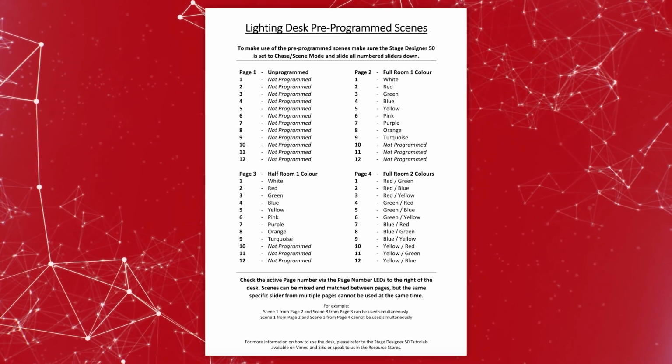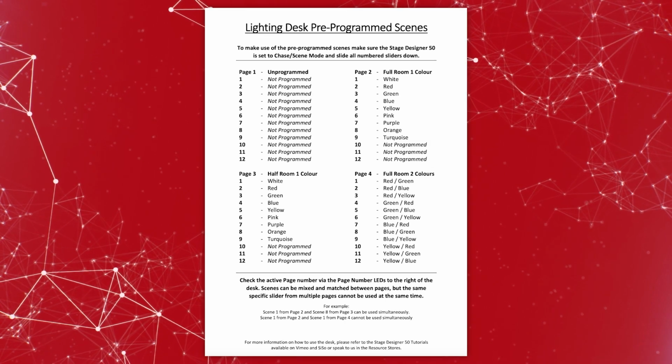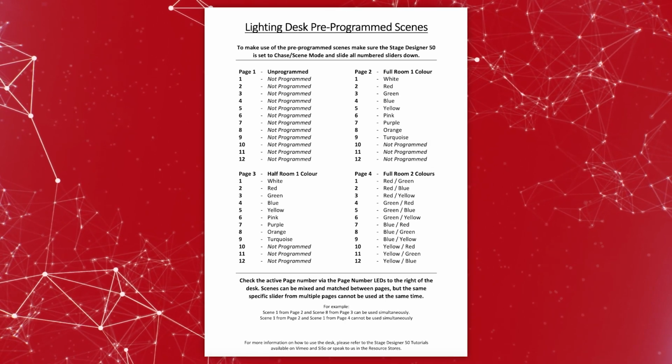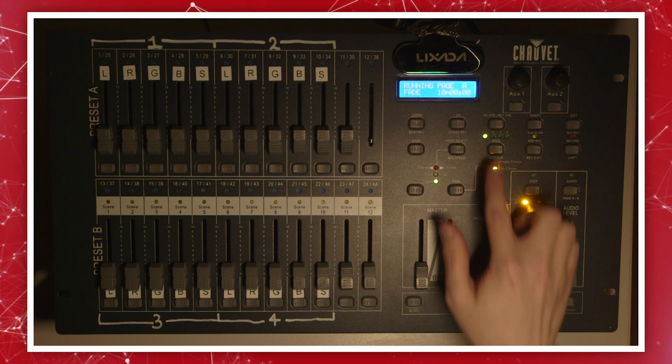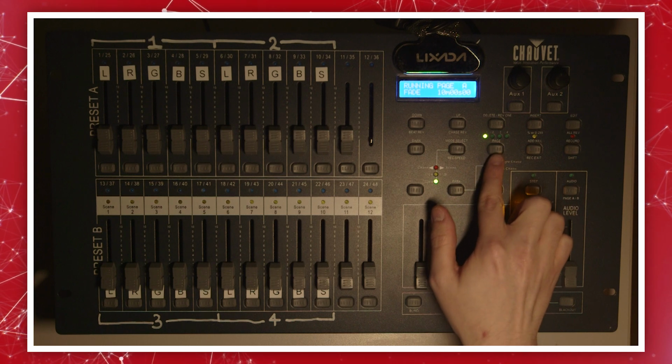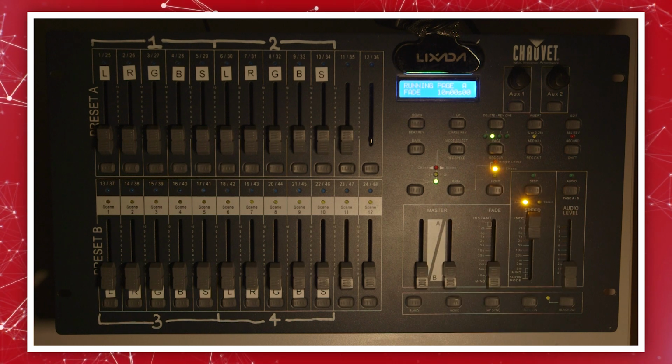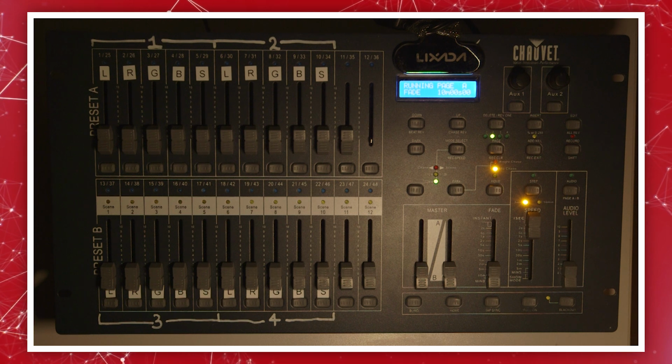In this example, we will be working to get the desk to output a full white room output, which is located on page 2. Looking back at the desk, there are 4 LEDs which indicate which page the desk is currently set to. If it is not set to the page you need it to be set to, then press the page button until the correct LED is lit.